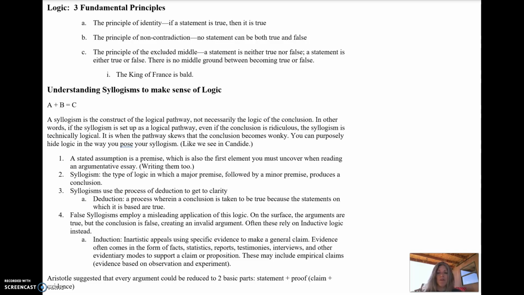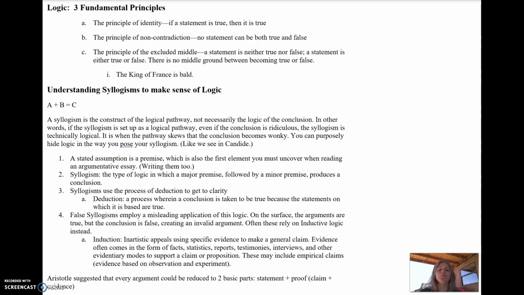So what you have to understand is we've got several components. We go back to the A, B, and C. We have a major premise, a minor premise, and a resulting conclusion. And those are the numbered pieces there to help you understand. So a stated assumption is a premise, which is also the first element that you must uncover when reading an argumentative essay or when you're writing one, when you are constructing them. That should basically be your thesis or your claim. A syllogism itself is a type of logic in which a major premise followed by a minor premise produces a conclusion. If we talk about global warming, we can say that we're seeing results from various behaviors and activities over time, which will result in ultimately this scenario.